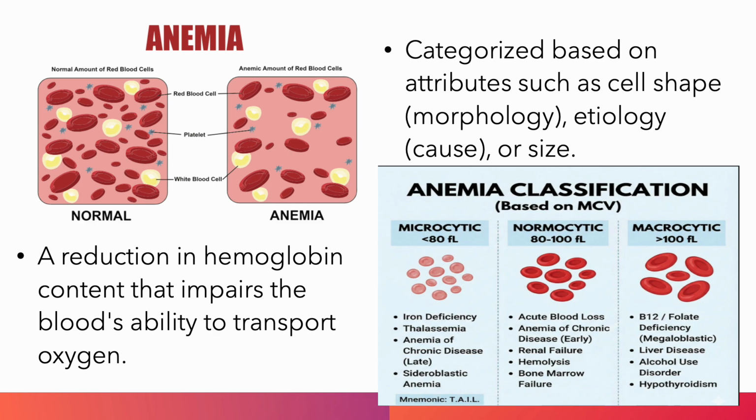Anemias are classified based on the size and appearance of the red blood cells or the mechanism of disease. For example, if you look down here, based on the MCV, you have microcytic, less than 80. This is the quantity of how many red blood cells there are. Normocytic and macrocytic. So these are categories that are used to classify the severity of anemia.